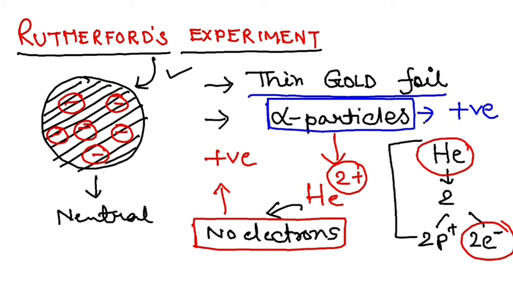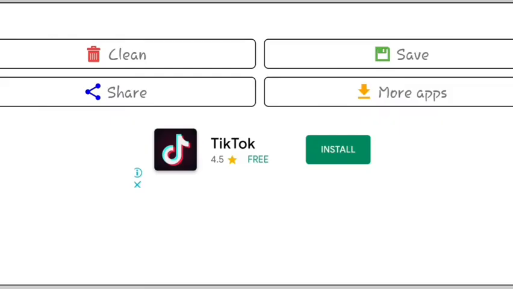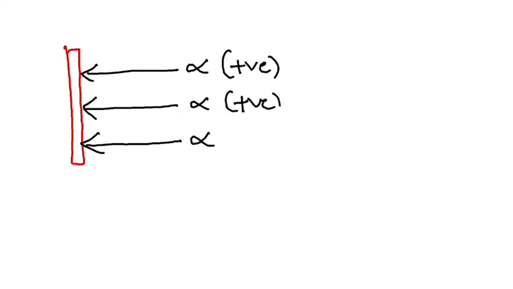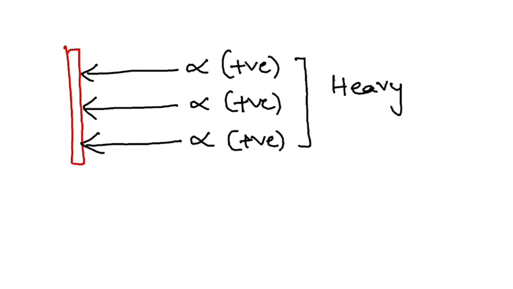Alright, so these are the two things that he used for his experiment. Now let's try to understand what his expectation from the experiment was. Rutherford took the gold foil, a very thin one, and he bombarded the gold foil with alpha particles. And as I said, alpha particles are positive particles. And there's one more thing that you need to know about alpha particles. Alpha particles are very heavy.